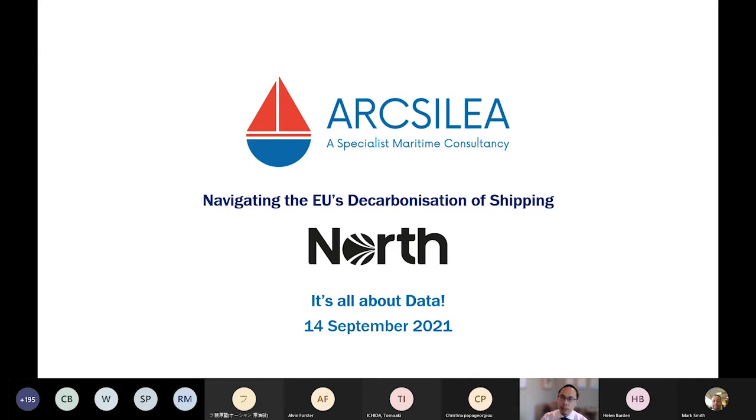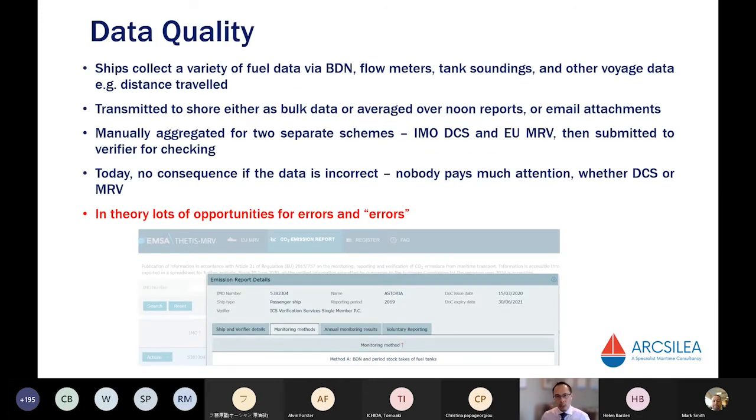We're going to get practical in this very short presentation about what you can do to prepare. This is around data quality and the data that you submit. We've heard earlier that ETS is going to be based on the information you submit to MRV.